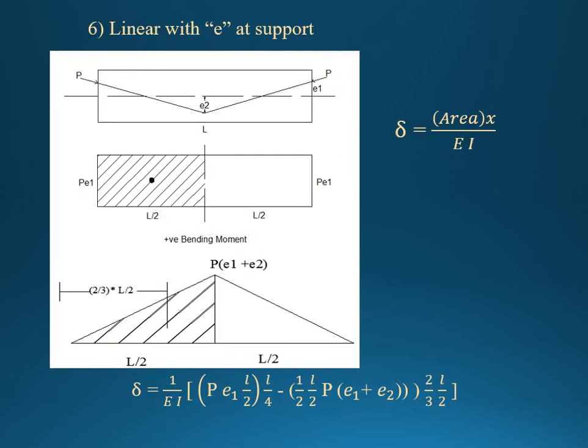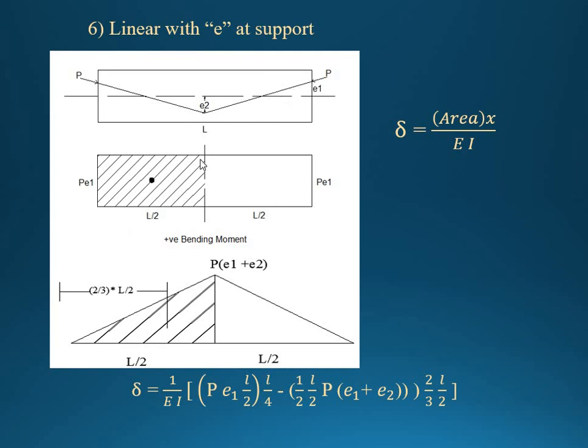And the next one is linear with eccentricity at the supports. In this case, you can observe it's a linear variation. Eccentricity is present at the support, denoted by E1. Eccentricity at the center is E2. As this cable is present above the neutral axis, the bending moment will be positive. So it is a positive bending moment, and it's a straight cable here.